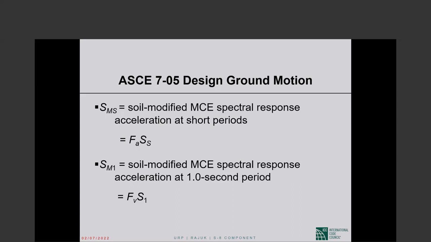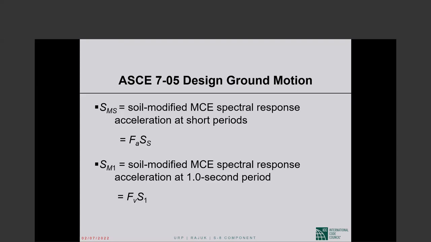Then we multiply the short period mapped quantity S sub S with the short period site coefficient F sub A, obtaining S sub MS, the soil modified short period ground motion parameter. The difference between S sub S and S sub MS is that S sub S is for site class B, S sub MS is for our particular site class. Both correspond to the maximum considered earthquake. That hasn't changed.